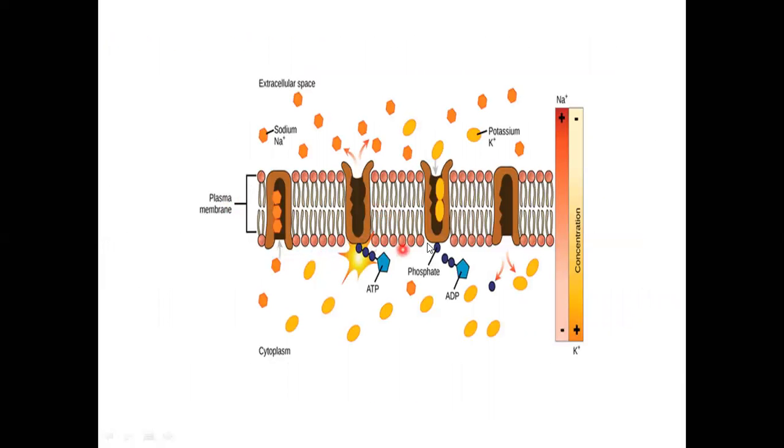So you can see here, this is the plasma membrane. So this is the sodium. Three sodium molecules will go outside and two potassium molecules will come inside. So this is the sodium-potassium pump, and it will make a concentration gradient, that is, a difference in the concentration of sodium and potassium inside and outside of the cell.